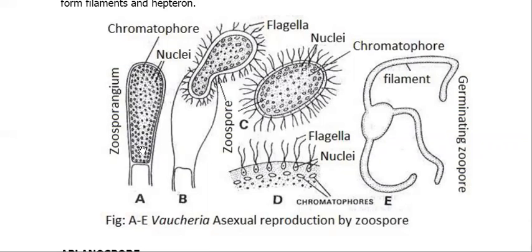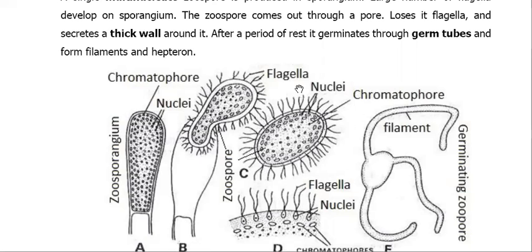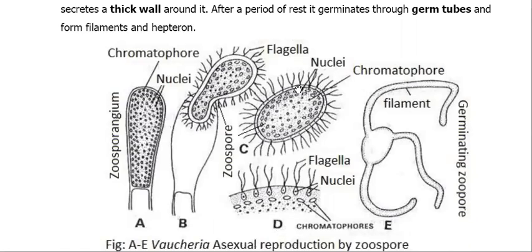This is one example. This is a tip of the production of the zoospores. In the second stage, the flagellated zoospores are produced. Then the flagella are removed or disappear, and when the flagella disappear, the zoospores develop a thick wall around them, and when favorable conditions occur, such zoospores germinate to produce new cell-like structures.